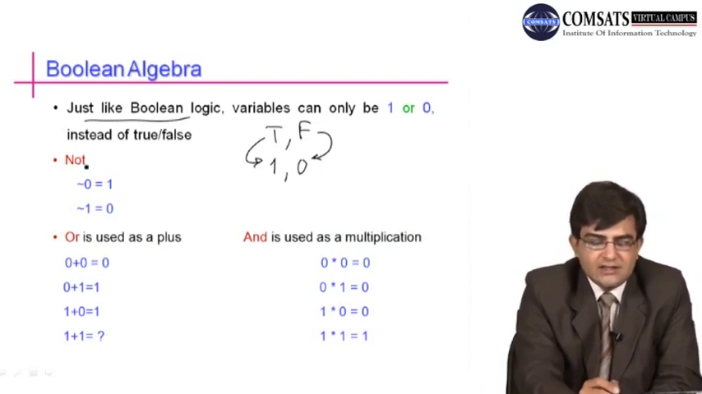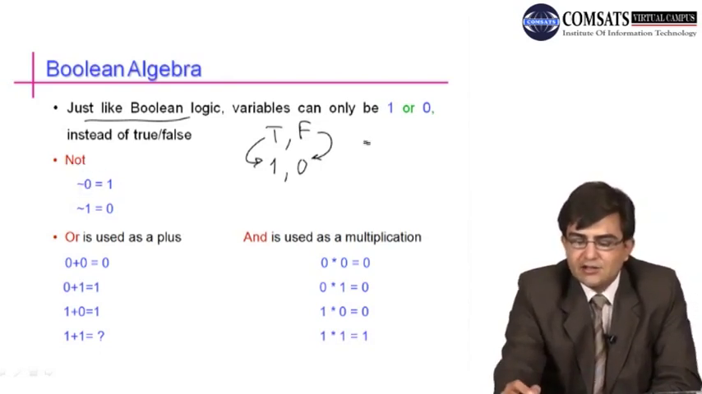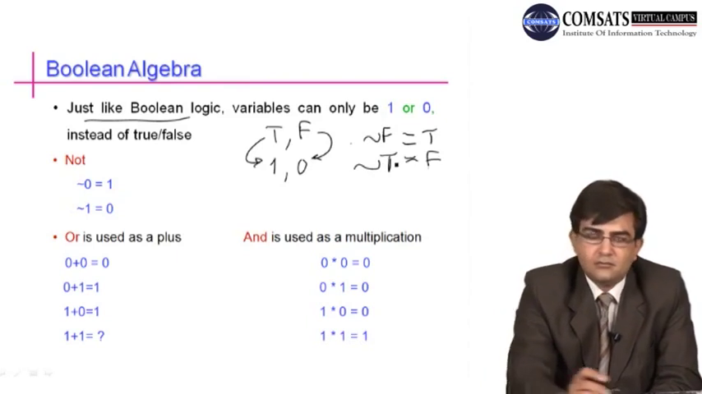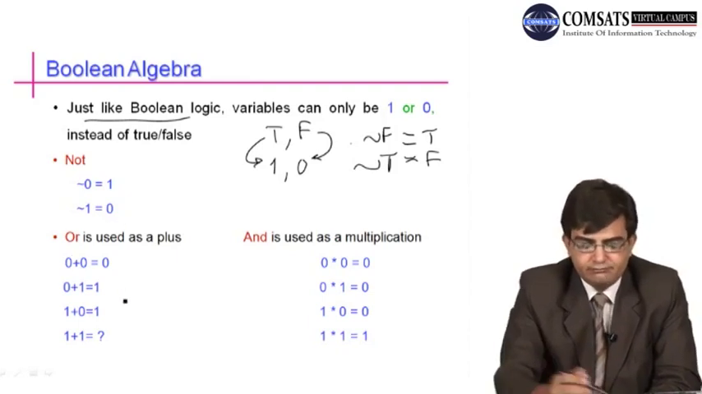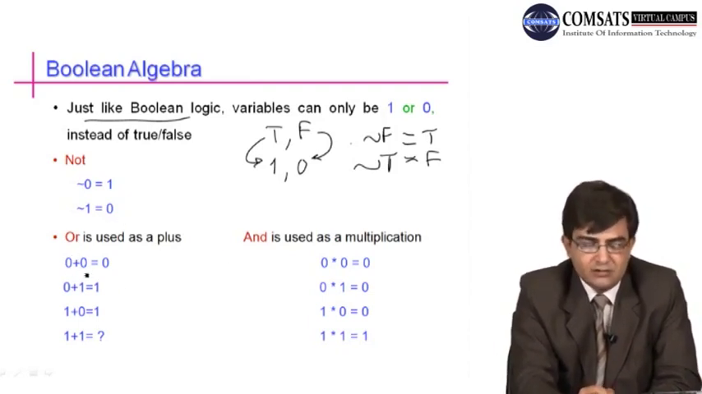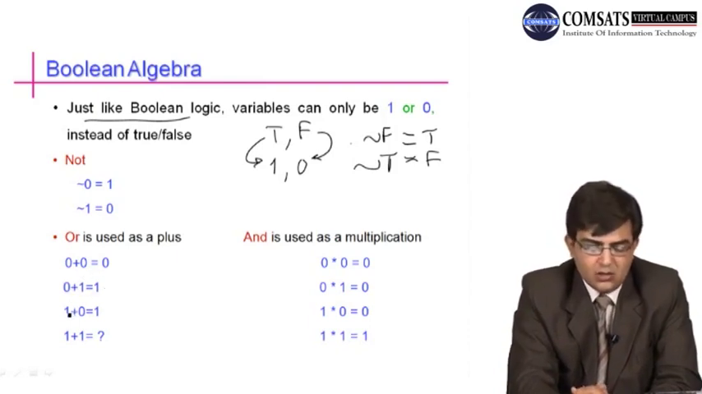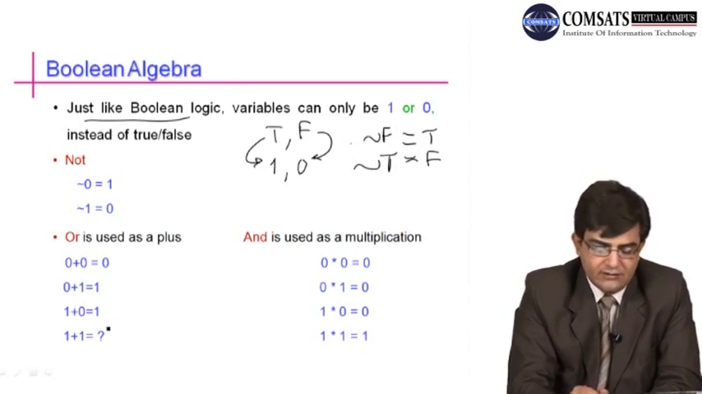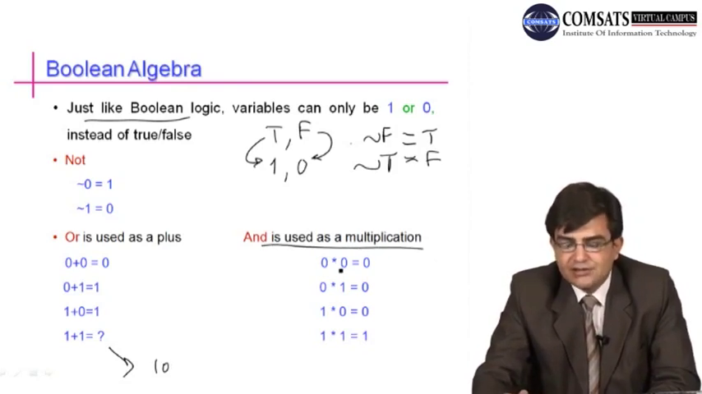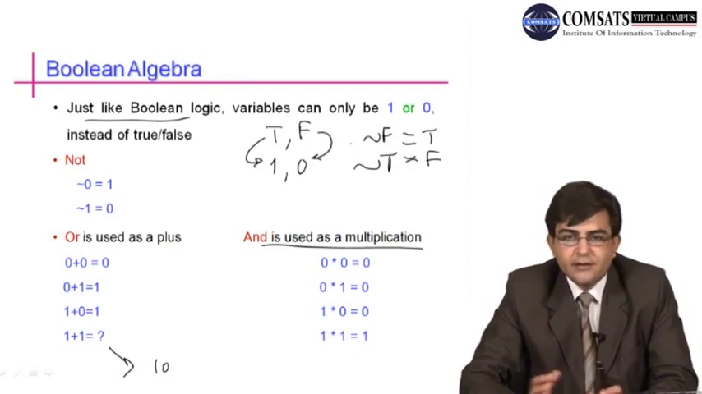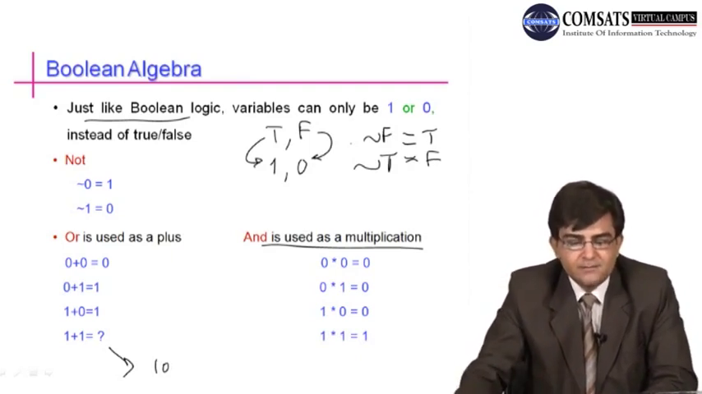So not, what is the negation of 0? Negation of 0 is 1, as the negation of false is true, and negation of true is false. So negation of 0 is 1, negation of 1 is 0. Or is used as plus: 0 plus 0 is 0, 0 plus 1 is 1, 1 plus 0 is 1, 1 plus 1 is what? We have discussed it. This is basically 1, 0. And is used as multiplication: 0 into 0 is 0, 0 into 1 is 0, 1 into 0 is 0, and 1 into 1 is 1. So this is how we can relate Boolean algebra with the logic.